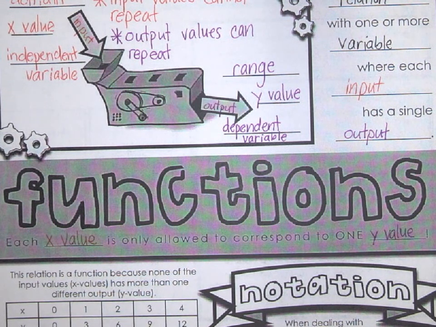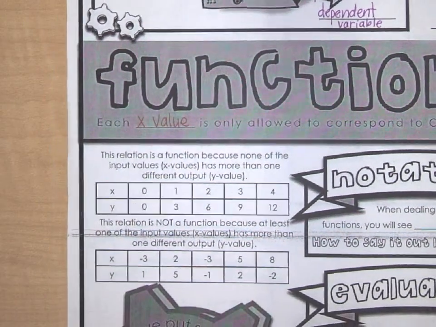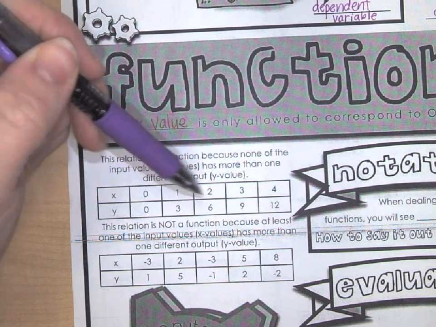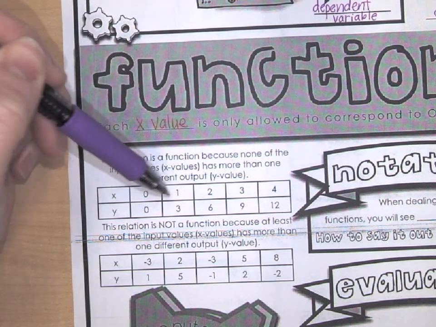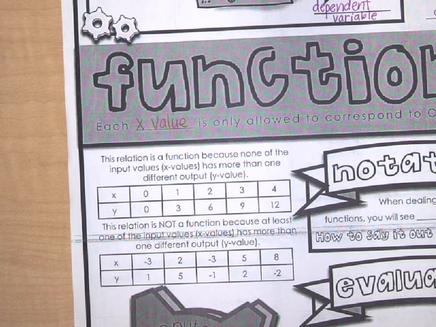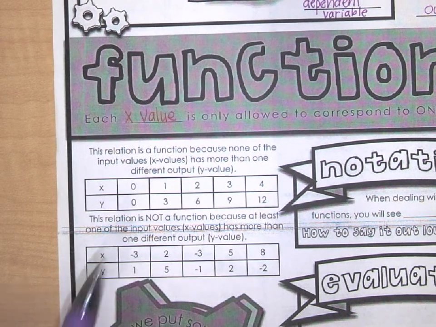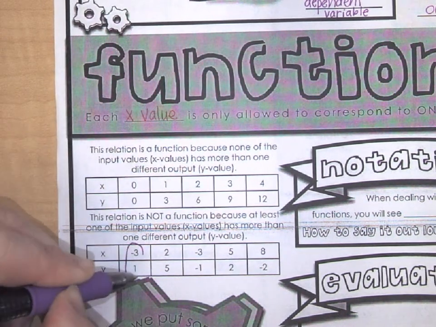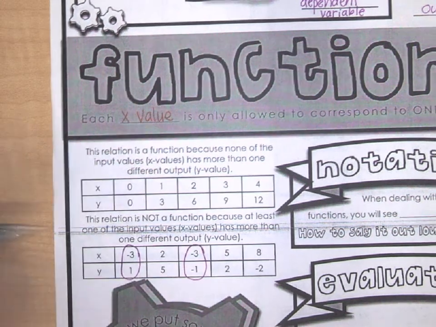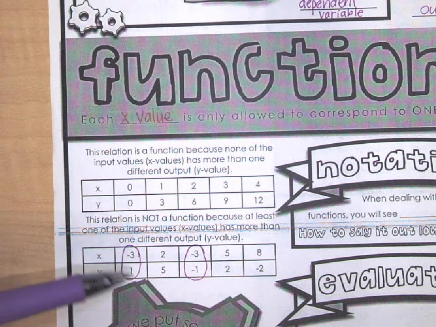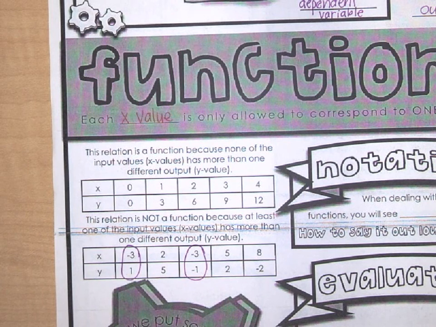So let's look at a few examples. If you look here, this table is showing a relation, and it is a function because none of the x values are repeating. Right, so 0, 1, 2, 3, 4. In the second example, this relation is not a function because one of our inputs has two different outputs. So in this instance, when x is -3, y is 1, or x can be -3 and y be -1. So when that happens, we have a relation, not a function.